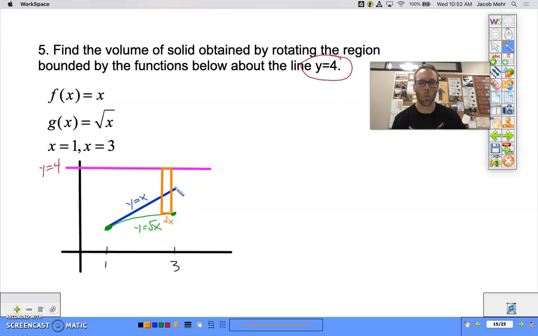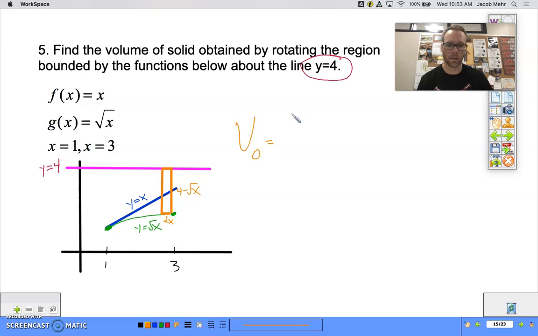That's not a big deal. But what is the radius of this cylinder when we rotate it around? What's this distance? Well, remember that this is y equals the square root of x. So from the x-axis up to this point is the square root of x. From the x-axis up to the line y equals 4 is 4. So this radius is 4 minus the square root of x. So the volume for our outer is going to be the integral from 1 to 3 of pi times the radius of our cylinder, 4 minus the square root of x, squared, dx.